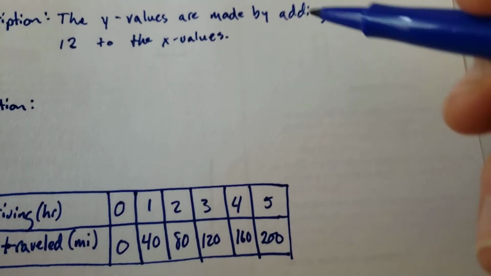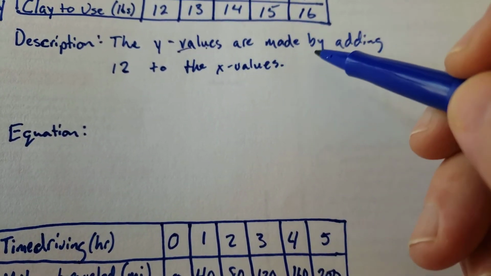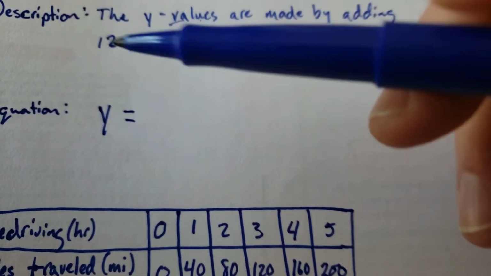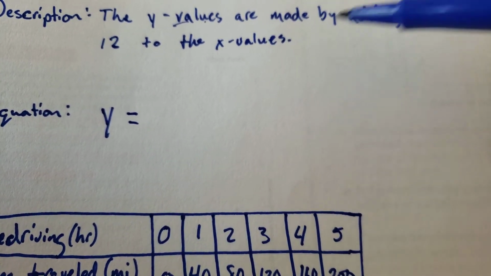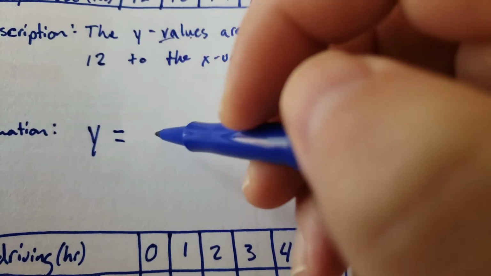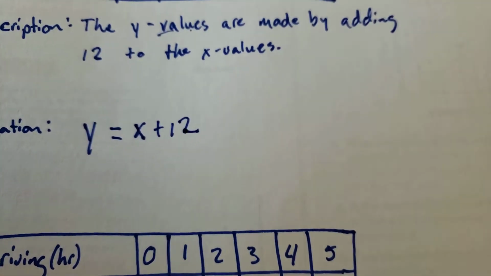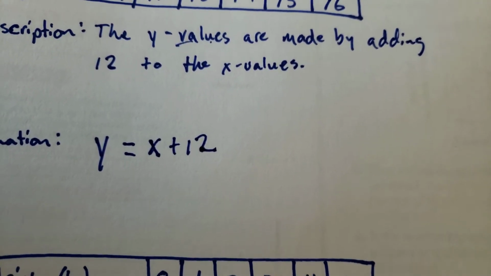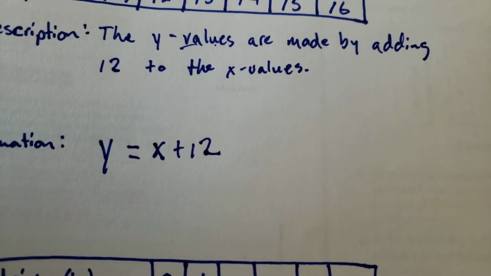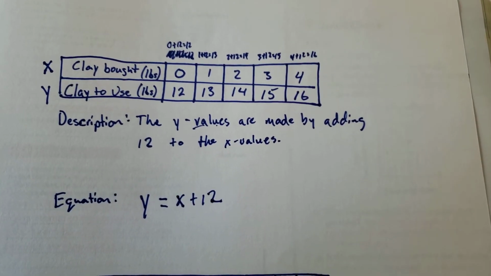And then to write the equation, we just follow what our description says. The y values are made. So y is equal to, because that means I'm looking at the relationship. How is y made? Y is made by adding 12 to the x values. So the x values plus 12. And again, you could have said that y equals 12 plus x, because that's true also, because of the commutative property, x plus 12 and 12 plus x are the same thing. So that's how we would find an adding relationship.